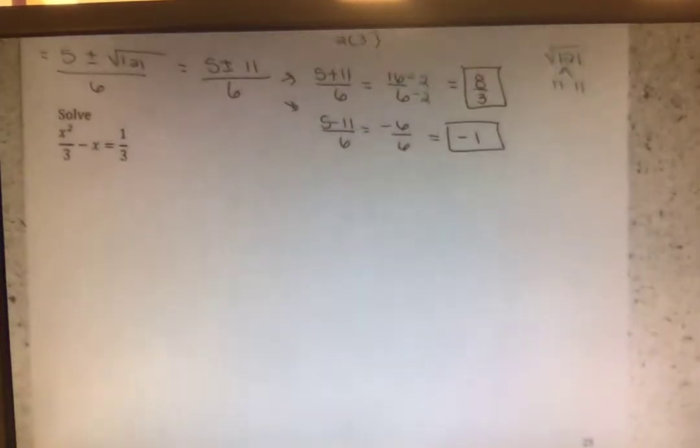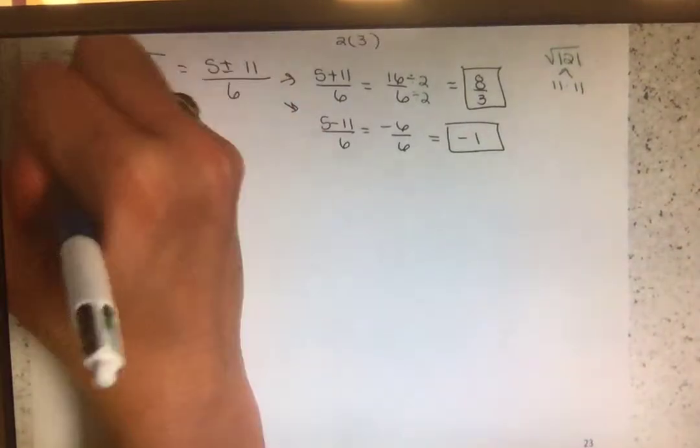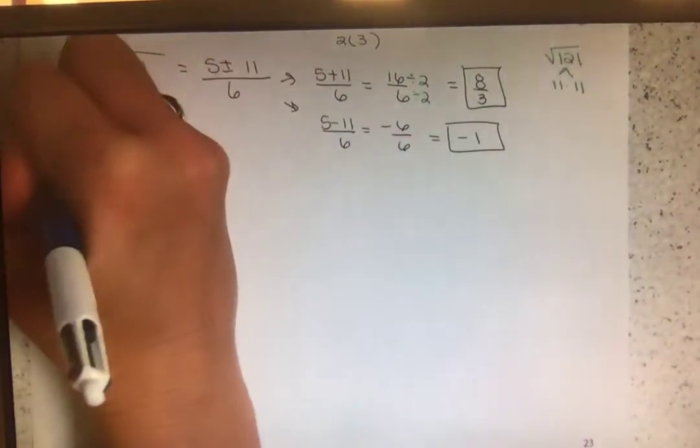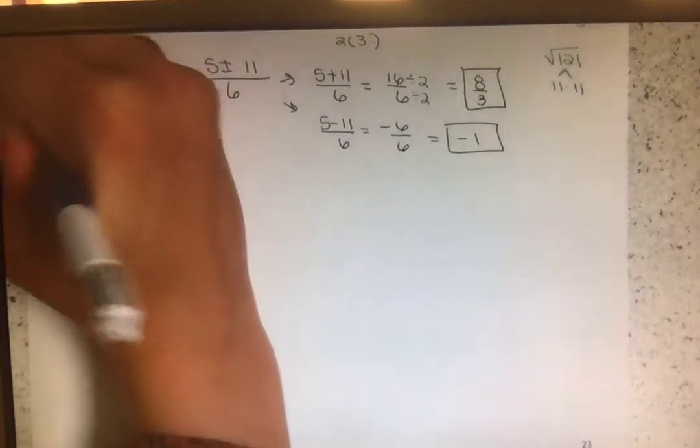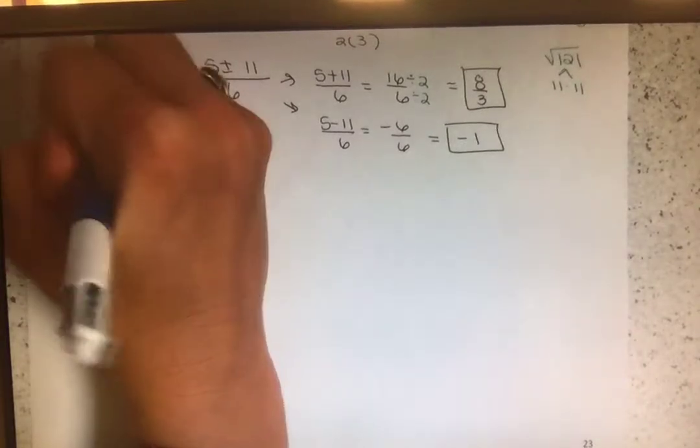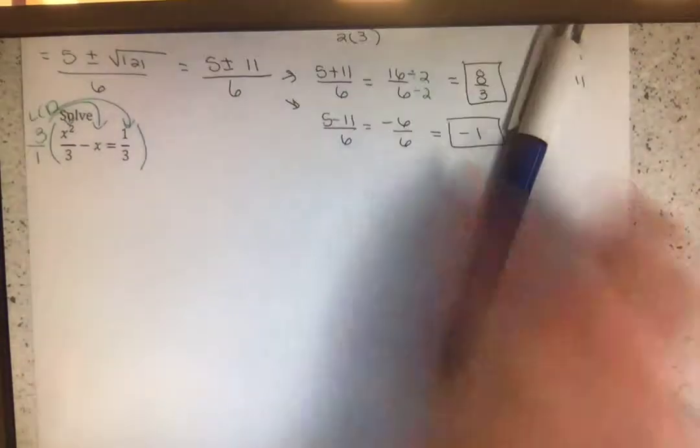Last example, solving x squared over 3 minus x equals 1/3. Just like we've seen earlier, our first thing is we want to get rid of those fractions to make it a lot easier for us. So in order to get rid of the fractions, we need to multiply everything by the LCD, which in this case is 3, which is the same thing as saying 3 over 1 whenever we multiply these fractions.